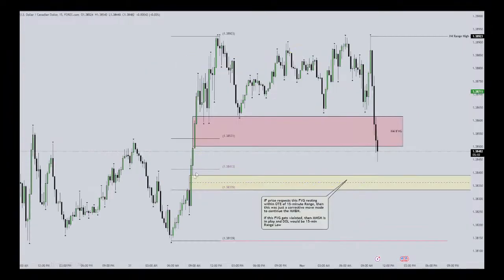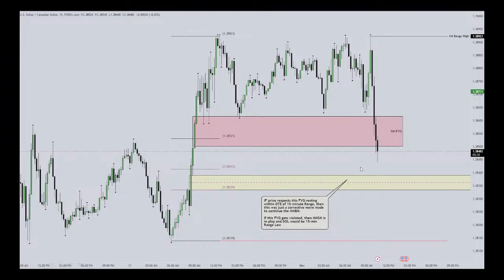Okay, so this is why I measured this range with the fib, to see where the PD array is, and to see where our OTE zones are. And right here, we have a fair value gap right inside of this OTE.